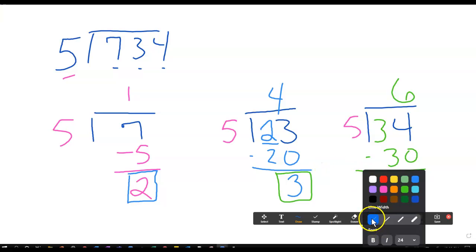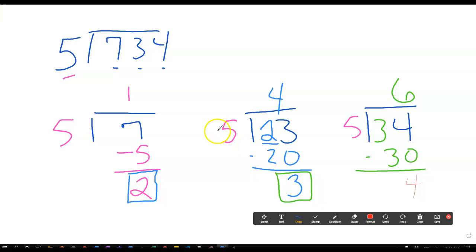All right, so let's go talk about how to write the answer now. You've actually done the original problem. The 1 that's right here goes in the hundreds place above the 7.